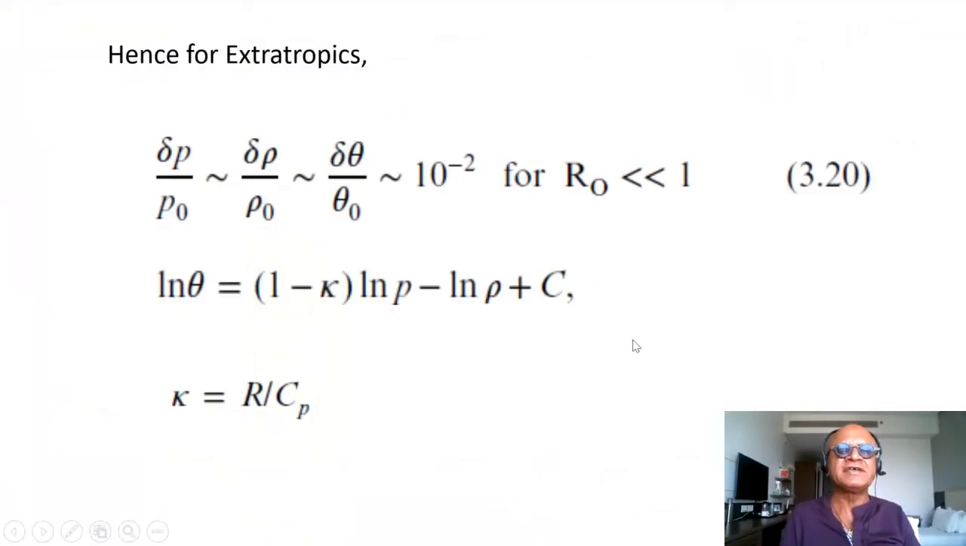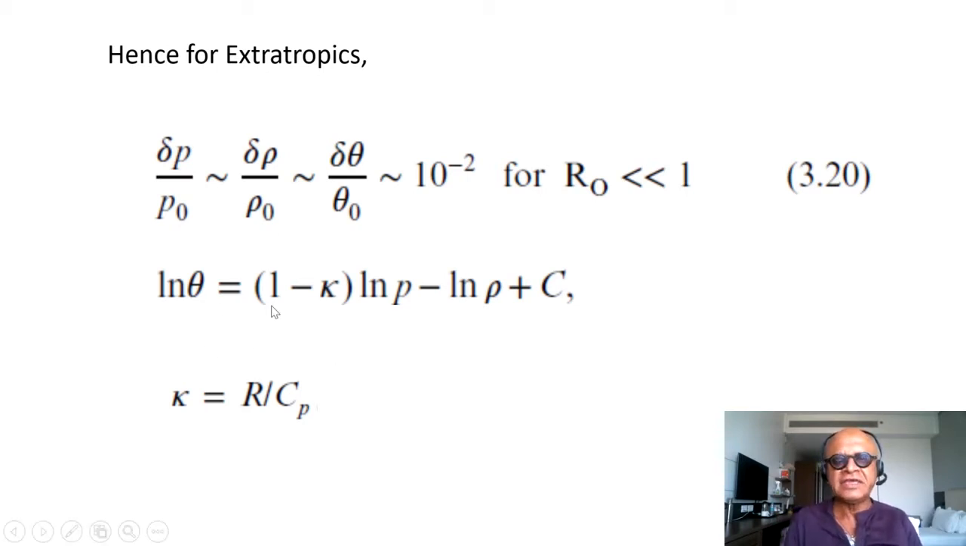To re-emphasize, for the extratropics then, with the scaling we used for Rossby number being much smaller than 1, the thermodynamic perturbations are fairly small. Essentially, if you're in a geostrophic balance or quasi-geostrophic balance, then that has to be pretty much true, because you are balancing pressure gradients with Coriolis. You cannot have large thermodynamic perturbations.